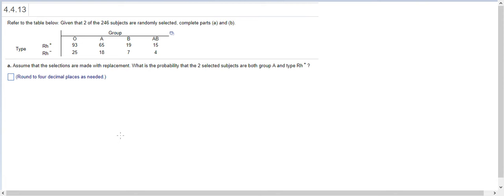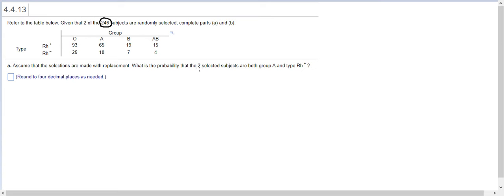All right, so for this question, they want us to find out a probability here, given that 2 of the 246. Now I'm going to circle that. That's going to be helpful to us to realize up here in the instruction that they've told us that these numbers, these 8 numbers, add up to 246. It'll save us some time.